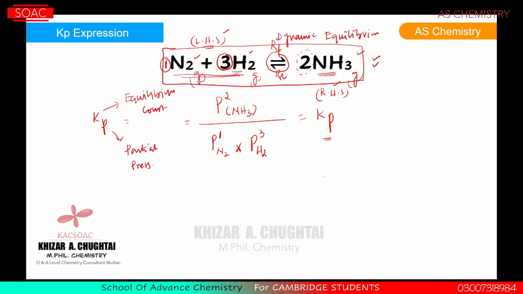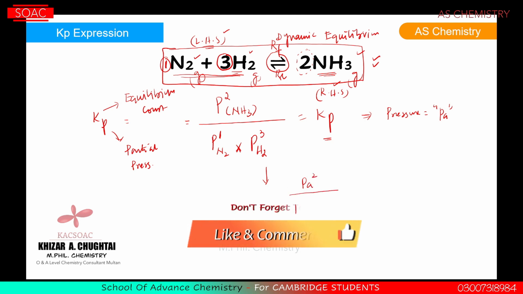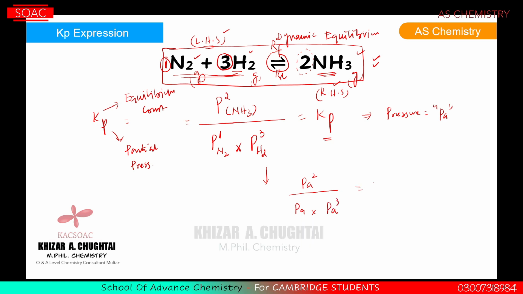Now the next thing is, how can we find the unit? The units are calculated from the expression. In this case, the pressure is being measured in Pascal. So I'm going to write this expression once again in terms of Pascal: Pascal squared divided by Pascal multiplied by Pascal cubed. So overall, it is Pascal squared divided by Pascal raised to the power 4.